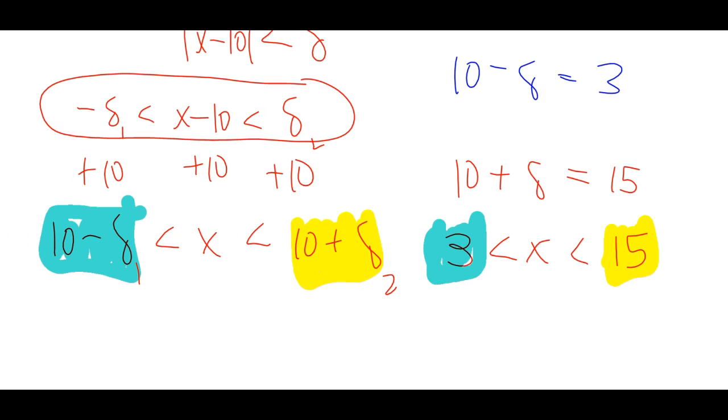So I'm going to call this one delta 1, and I'm going to call this one delta 2. When we solve these two equations, I'll move the delta 1 over and subtract 3, and I'll get delta 1 is equal to 7. And when I subtract 10 from both sides, I'll get delta 2 is equal to 5.